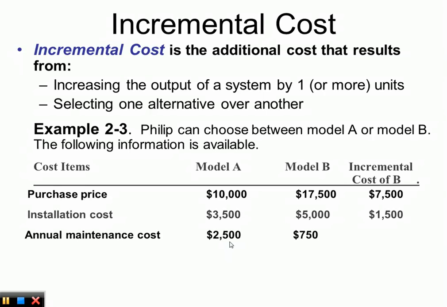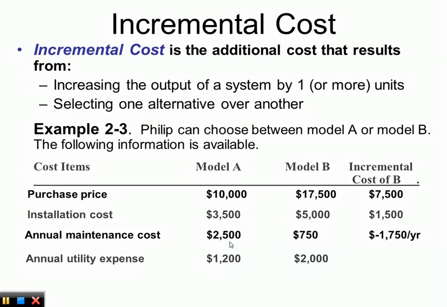Annual maintenance cost is 2,500 for Model A and just 750 for Model B. So again, you subtract from the Model B cost. So 750, you're subtracting 2,500 for Model A. So we'll get a negative 1,750 per year in terms of annual maintenance costs. So you're actually saving, that represents a savings. The negative cost represents the savings.